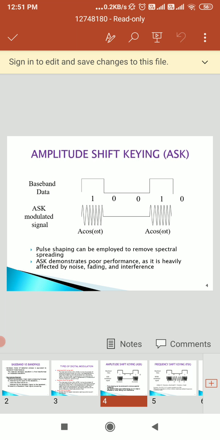So you can see here, when we are giving the baseband data, at that time only there is an increment and decrement, a change only in the amplitude. So here pulse shaping can be employed to remove the spectral spreading, and ASK will demonstrate poor performance because it will be affected by noise, fading and intersymbol interference.